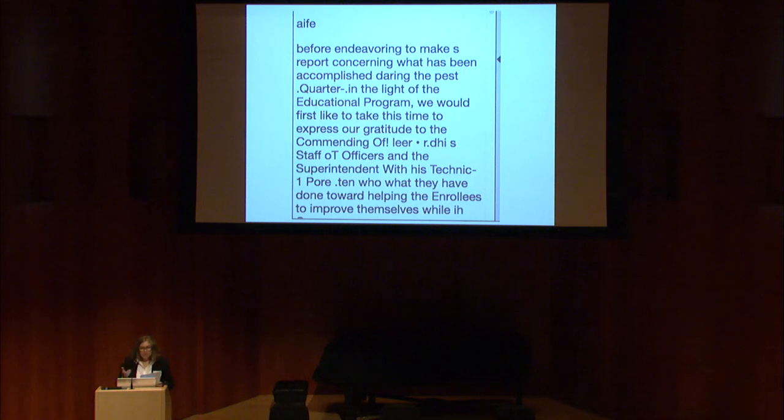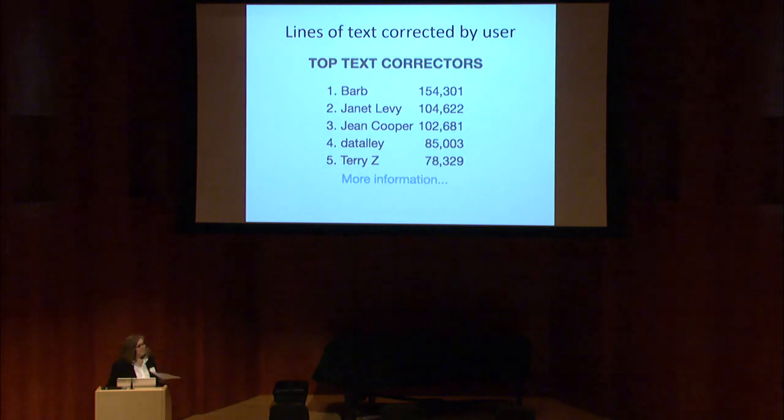To ensure accuracy, we need human editors to correct what the machine has read. And in the case of the Virginia Chronicle, that is exactly how they are improving their data. It's a crowdsourcing project. And you can see that Barb, I don't think it's our Barb, is the top text corrector. She's corrected 54,301 lines of text. That's amazing.